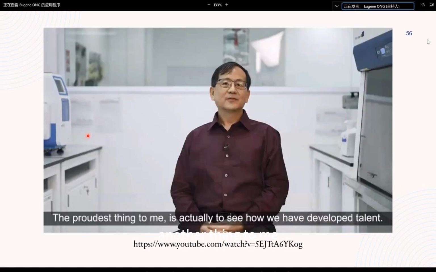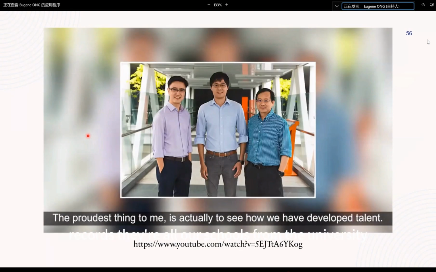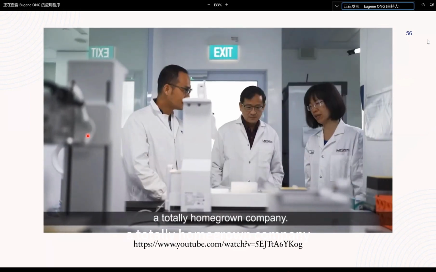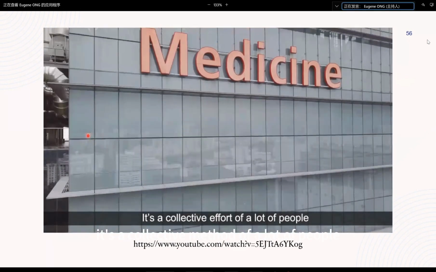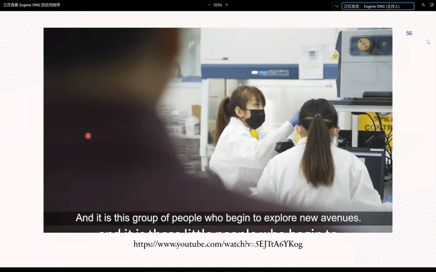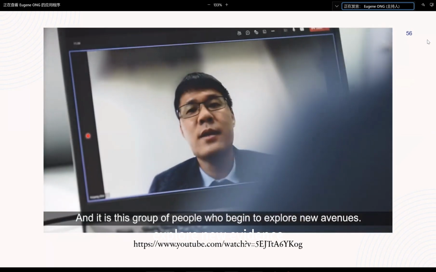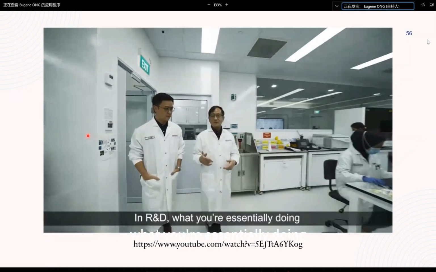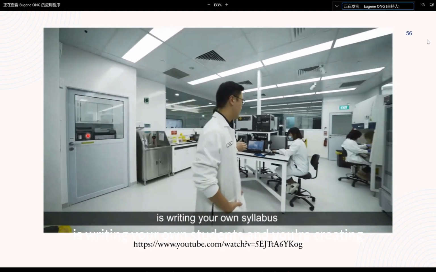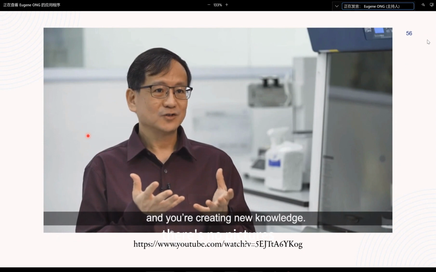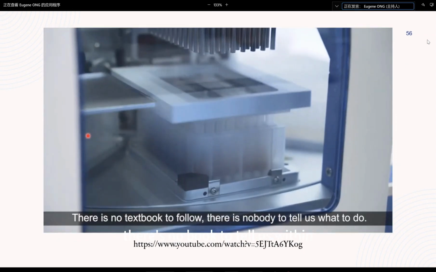The proudest thing to me is actually to see how we have developed talent. The core of Rexus, they're all our students from the university, a totally homegrown company. It's a collective effort of a lot of people who are talented, they're young, they're hungry. And it is this group of people who begin to explore new evidence. In R&D, what you're essentially doing is writing your own syllabus and you're creating new knowledge. There is no textbook for it. There's no book to tell us what to do.